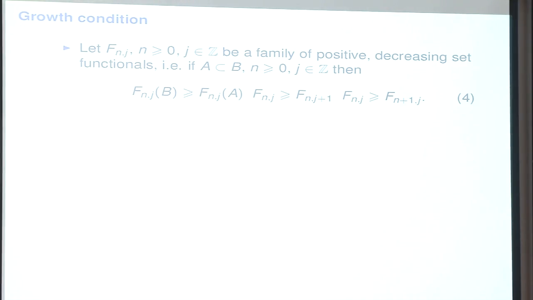So the perfect picture of Gaussians was that we could use, in fact, one functional. Here we can describe the whole situation with functionals that are doubly indexed, so indexed by n and j. We also need them to be decreasing in this sense. We need that they are increasing as functionals on sets. So if A is in B, then the functional increases.